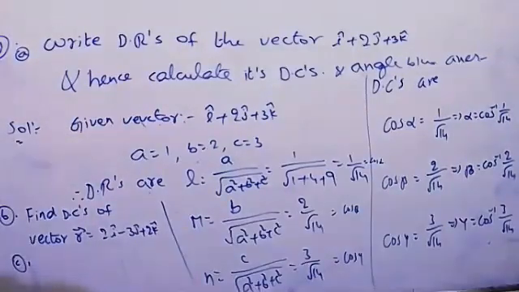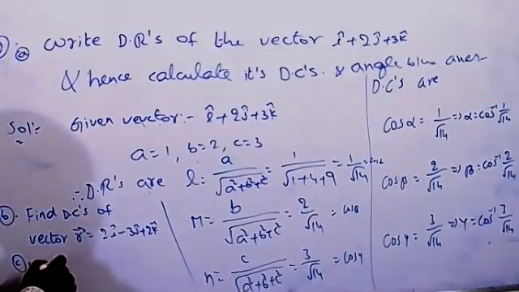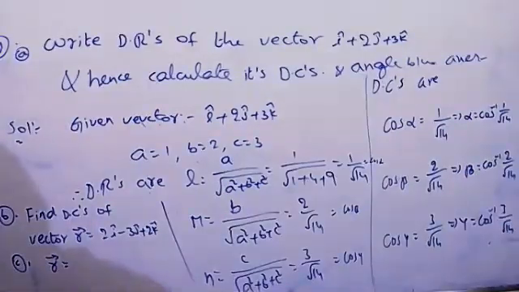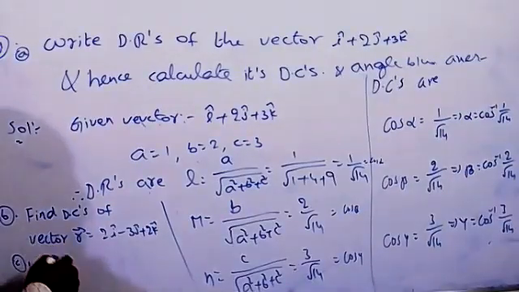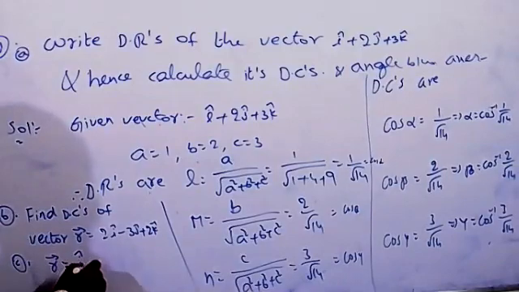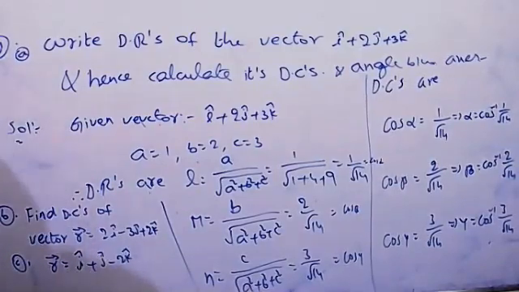And C, r is equal to, here also same, find the direction cosine only, i plus j minus 2k.